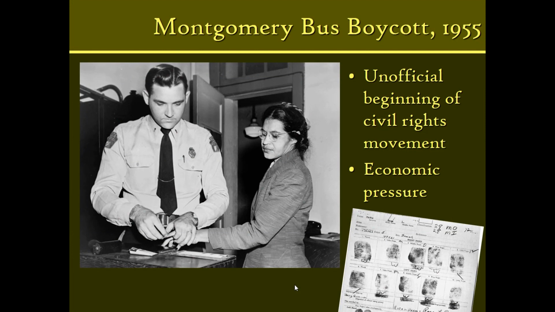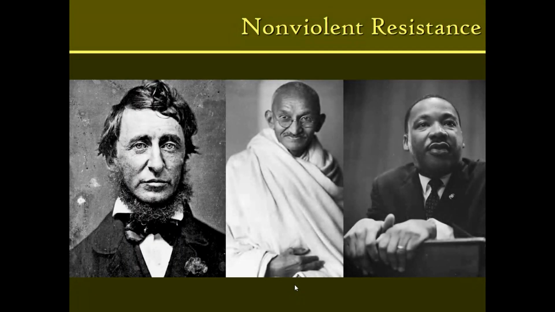Montgomery bus boycott, 1955, becomes the unofficial beginning of the civil rights movement. You see Rosa Parks being booked. They start economic pressure and basically almost put the Montgomery Bus Company out of business. And of course, the leader of the Montgomery bus boycott will become Martin Luther King Jr., even though he actually turns it down the first time. They ask again, and he steps on board. Practices nonviolent resistance. Here we see some other famous people who have gone down that road as well.